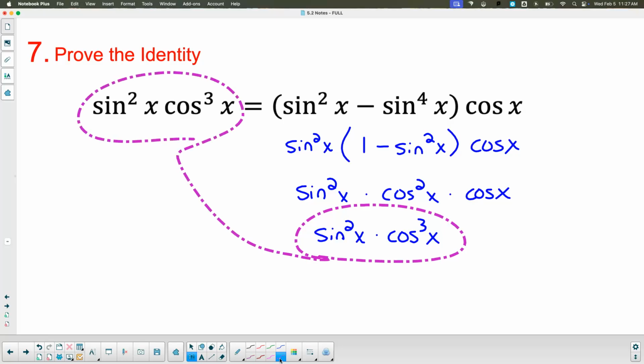Yes? Factor out sine squared, which leaves you with 1 minus sine squared, then still times cosine. 1 minus sine squared is cosine squared. Sine squared times cosine is sine squared cosine cubed. Okay.